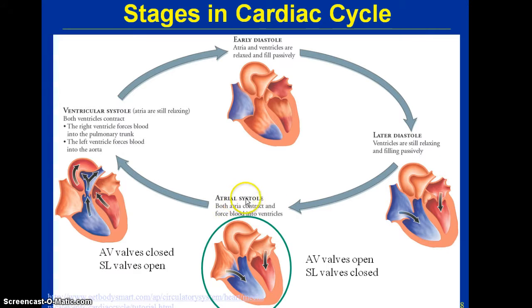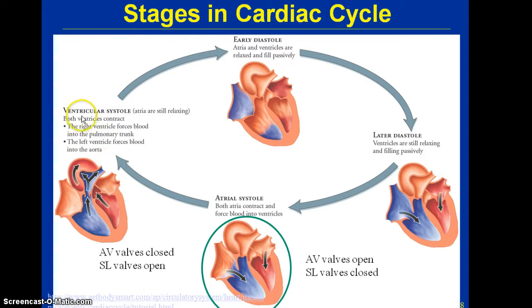Next, we have atrial systole. Systole is contraction, so we have contraction of the atria. Simultaneously, both the left and the right sides contract, and they basically push the remainder of the blood into the ventricles. There was some blood filling the ventricles during diastole, just passive filling. And then when the atria contract, they put the remainder of the blood into the ventricles. Again, the AV valves are still open here.